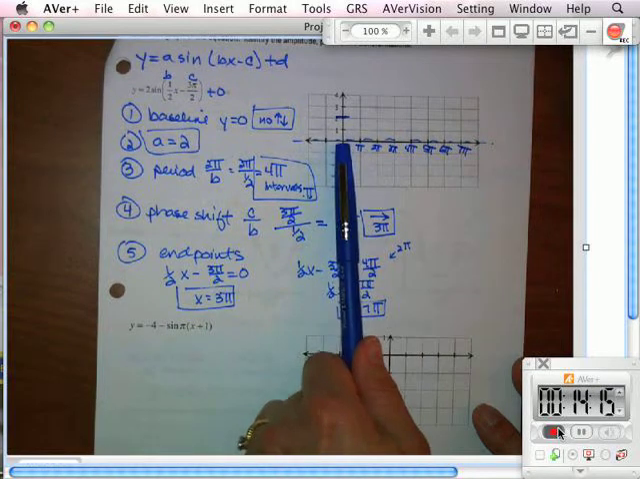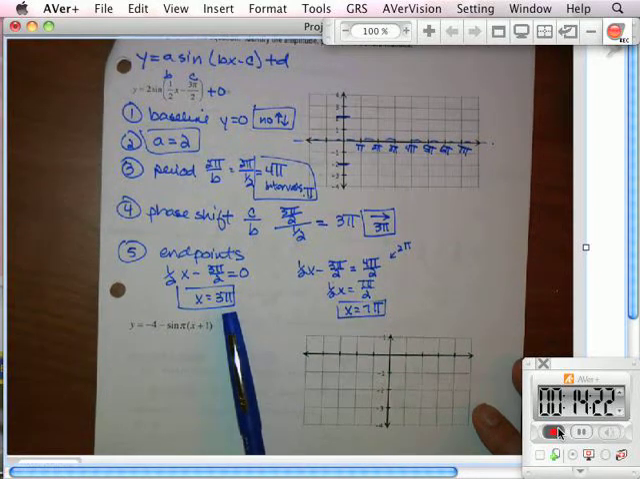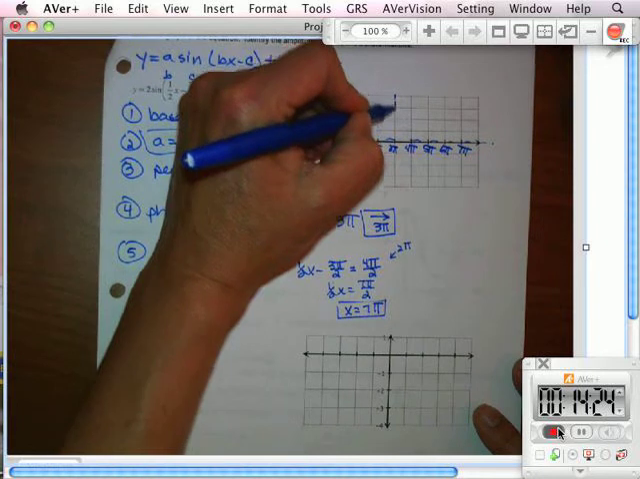Originally you start here, don't you? Well, how far did we shift to the right? That's what that's telling me. So my first interval is starting here.